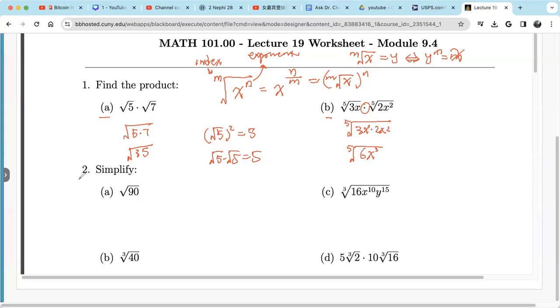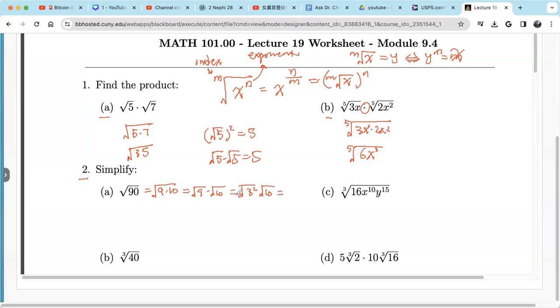Now let's see 2. Here we want to simplify. For the square root of 90, I can split 90 as 9 times 10. You see I do the opposite of 1a. In 1a, I multiplied those two together, but here I want to simplify, so I split 90 into 9 times 10, because I know the square root of 9. So I can split it as square root of 9 times square root of 10. Square root of 9 is square root of 3 squared, then times square root of 10.